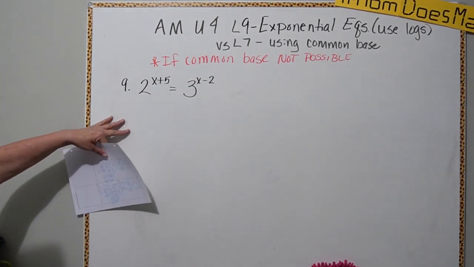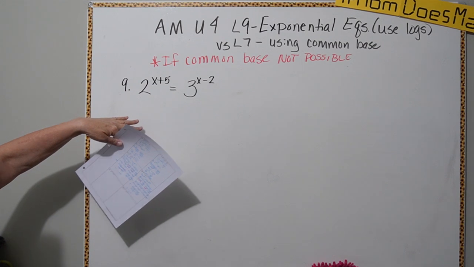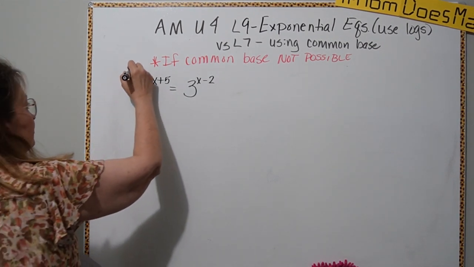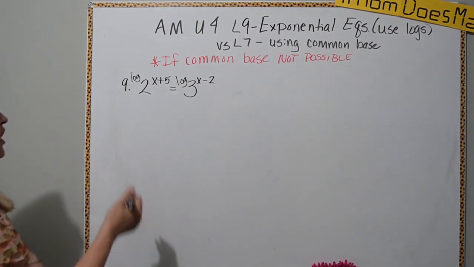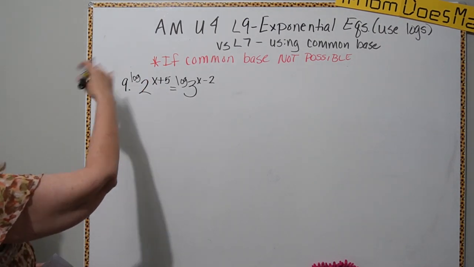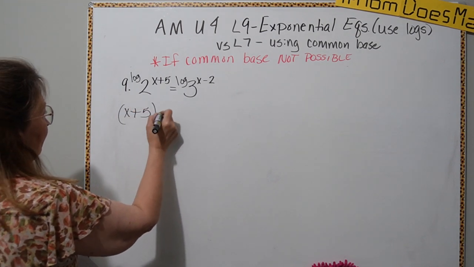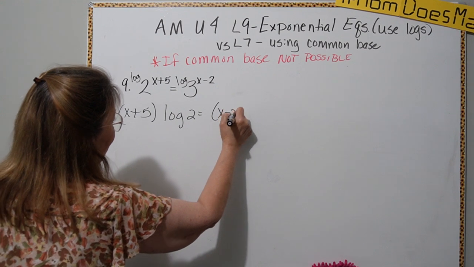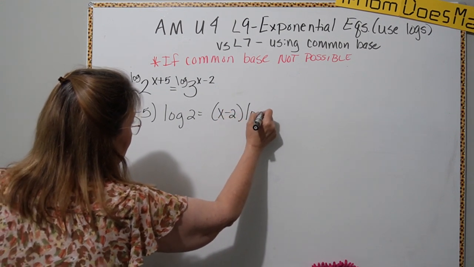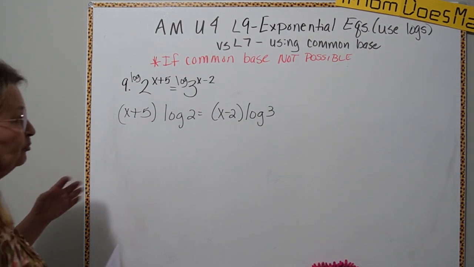Okay, let's look at number 9. Now we have two exponentials this time, and they're both isolated, so let's go ahead first, and we're just going to take the log of each side. All right, our next step is going to be to take that exponential and fling it around in front. So now I'm going to have x plus 5 times log 2 is equal to x minus 2 times log 3.